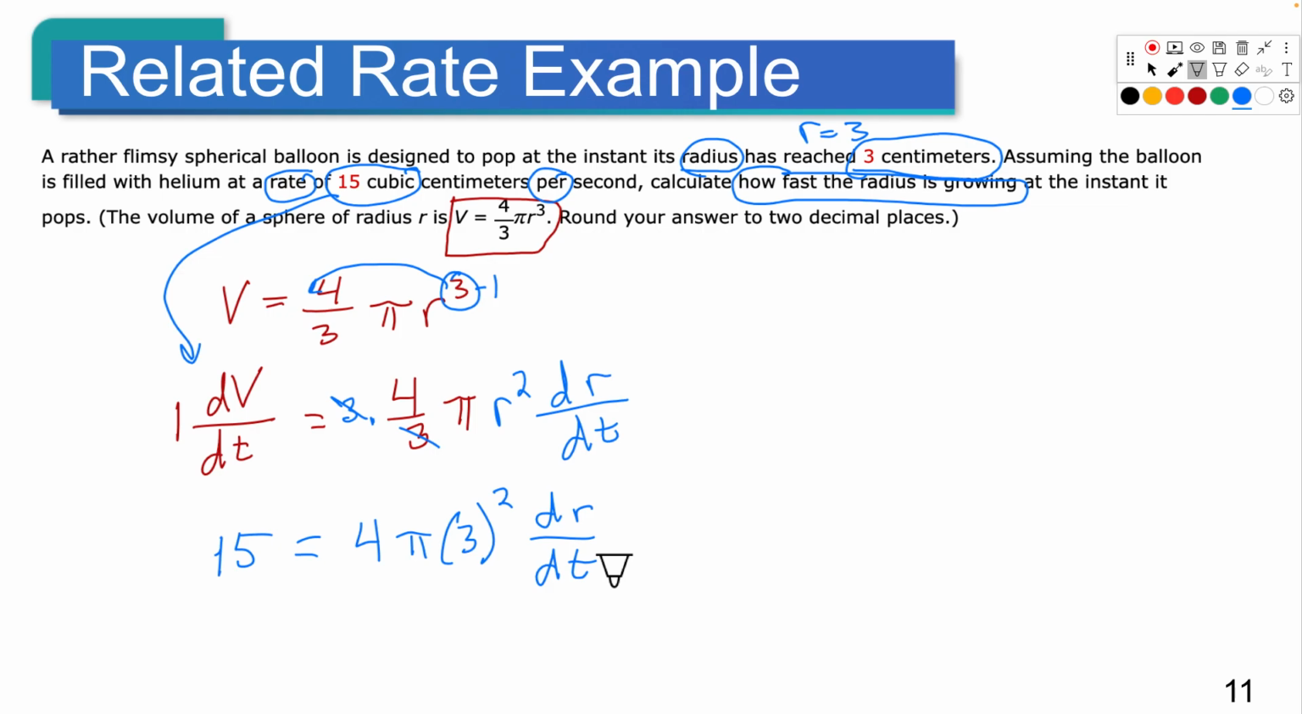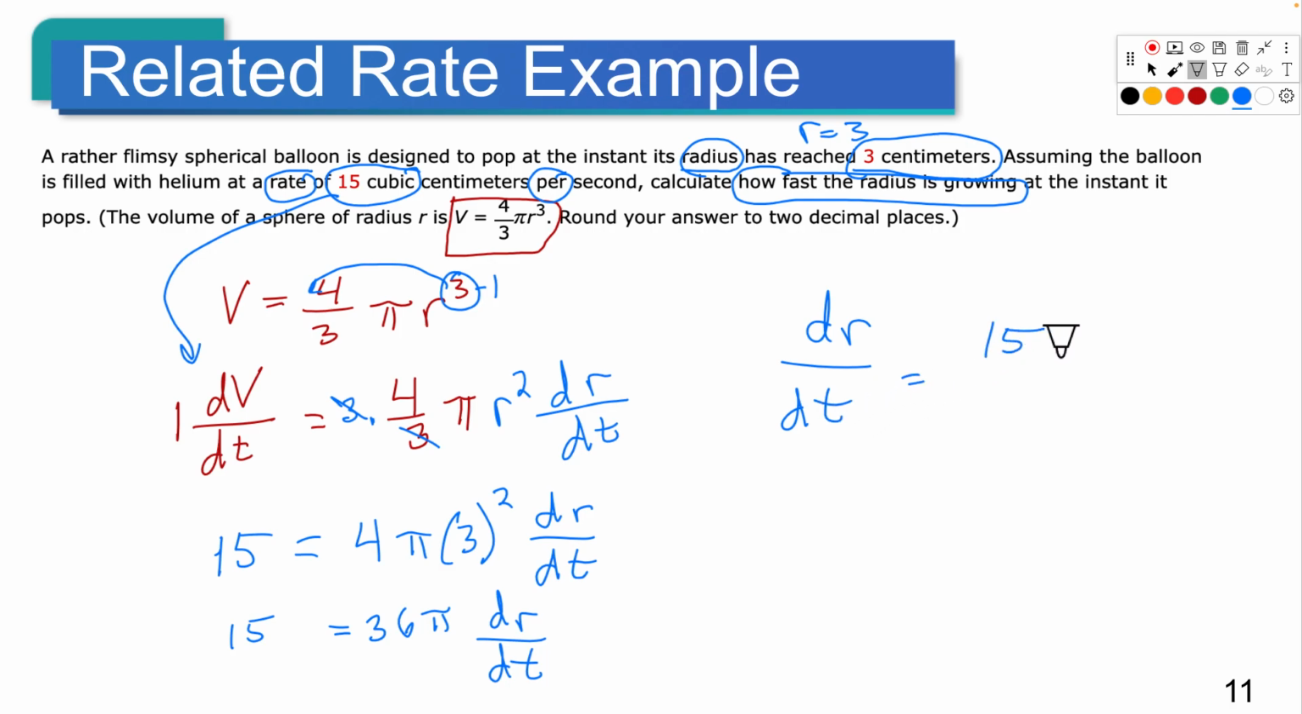So now I've got everything cleaned up, and the rest of this is arithmetic and algebra, right? So 3 squared is 9. 9 times 4 is 36. So I could write this as 36 pi. And then I divide both sides by 36 pi. So I get dr/dt equals 15 divided by 36 pi.